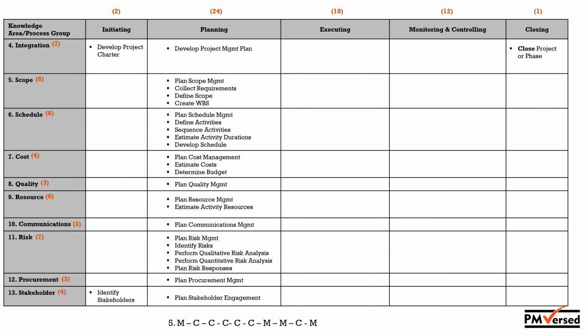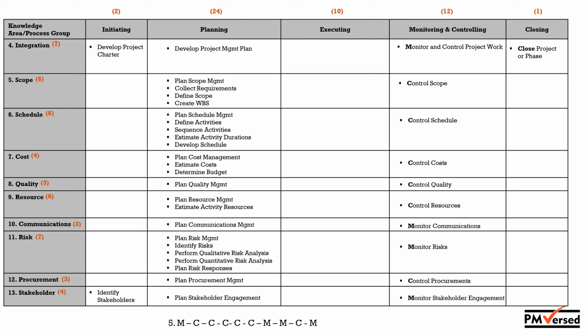Now, the next thing is for monitoring and controlling. We can remember this mnemonic, MCCCCMMCM. That corresponds to all the M's and C's that this has. Basically, each has a monitor or a control word at the beginning, so you just need to make sure you remember those. And for M and C, you're also going to have 2 extras, which are in integration and in scope, the top 2.